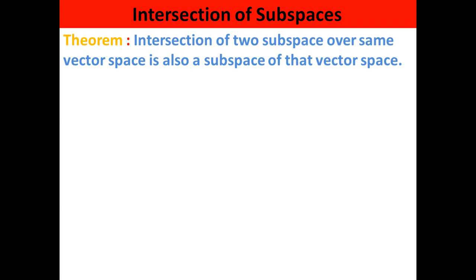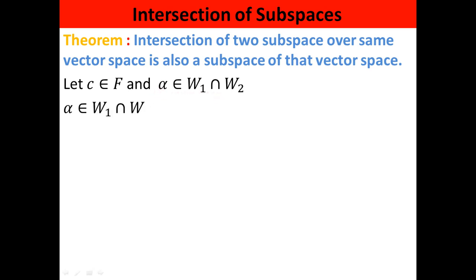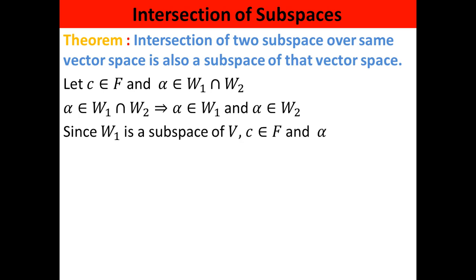For the second condition, we choose an element c in F and another vector alpha from W1 intersection W2. Now our target is to prove c dot alpha is also in W1 intersection W2. Since alpha belongs to W1 intersection W2, alpha belongs to W1 as well as alpha belongs to W2. Again, since W1 is a subspace of V, c belongs to F and alpha belongs to W1 must imply that c alpha belongs to W1. We get this from the second condition for a subspace.